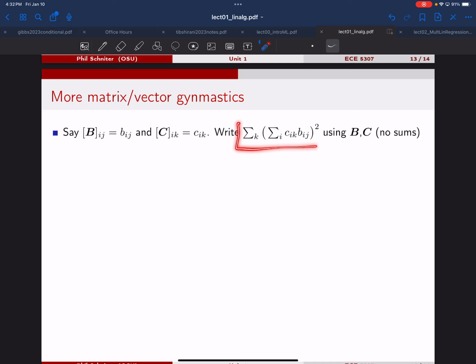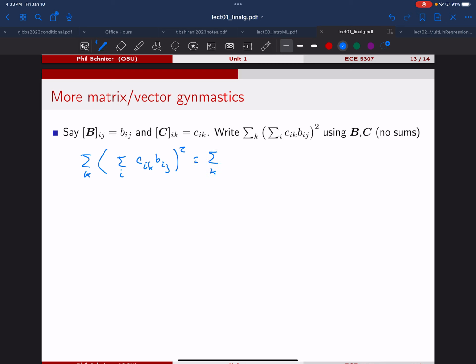Okay, once again, this is another scalar, and we're writing it in terms of the same two matrices. So maybe let's start out and just write, this is the thing we're interested in, sum over K. And by the way, if I don't write the limits as a summation, just assume that we're summing over all the entries. Sometimes it's a little bit tedious to write all the limits. So sum over K means all K. Sum over I means all I. Okay, so we have sum over all K times the quantity sum over all I, Cik, Bij squared.